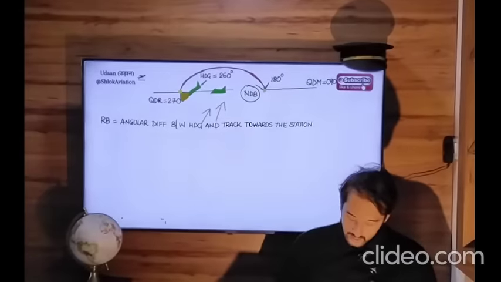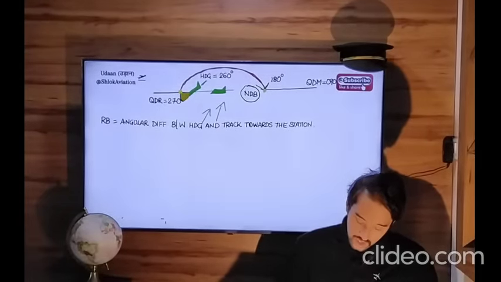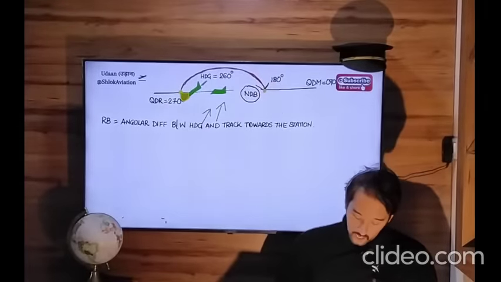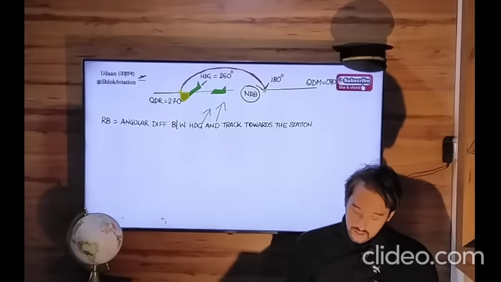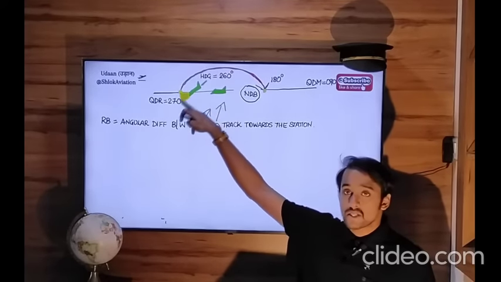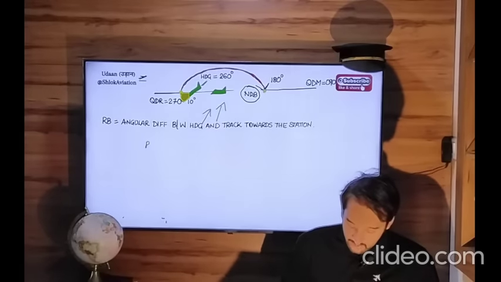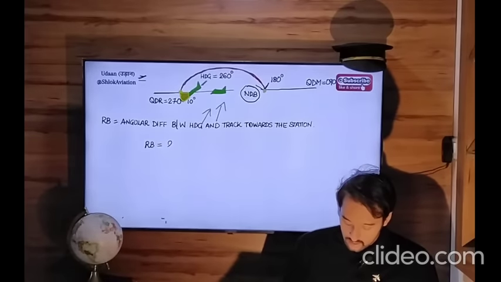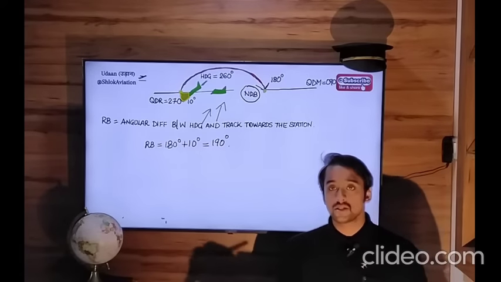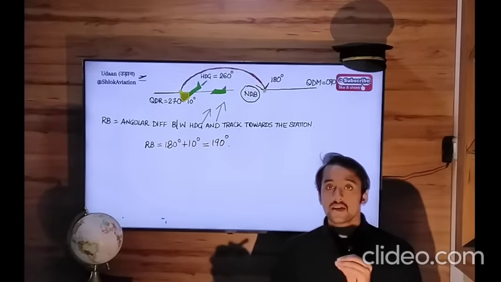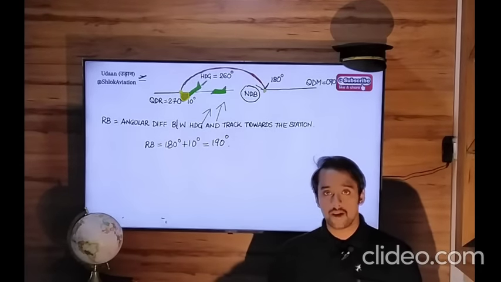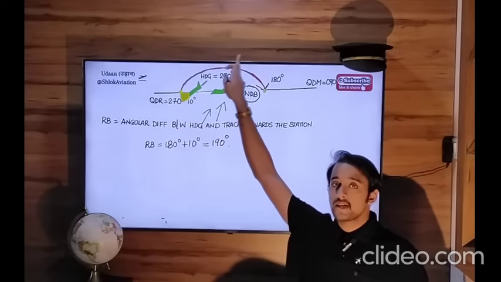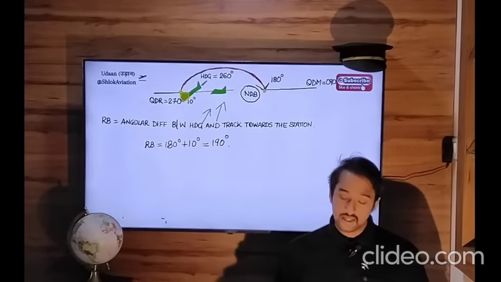In addition to that, we have another small angle, this much. This angle will be added to the 180 degree angle. The value of that angle is the difference between 270 and 260, which is 10 degrees. So relative bearing will be 180 degrees plus 10 degrees, which is 190 degrees. That means the NDB station is located at a relative bearing of 190 degrees from the heading of the aircraft: this 10 plus the entire 180. Now this is the case with left crosswinds.